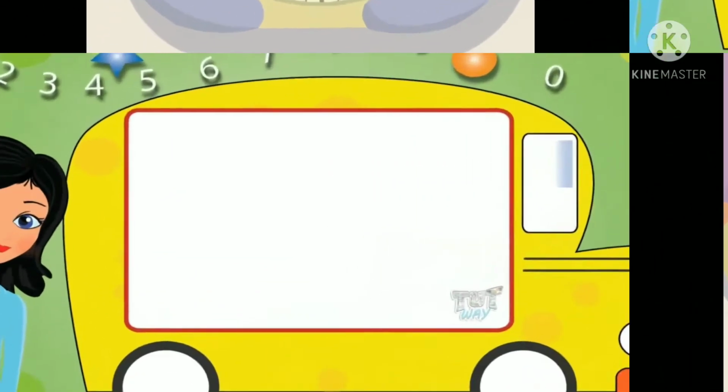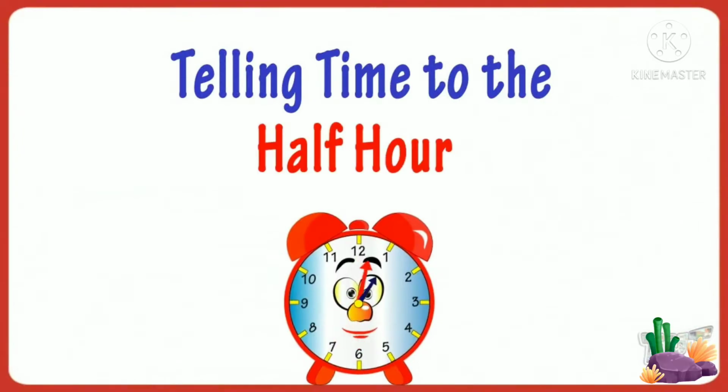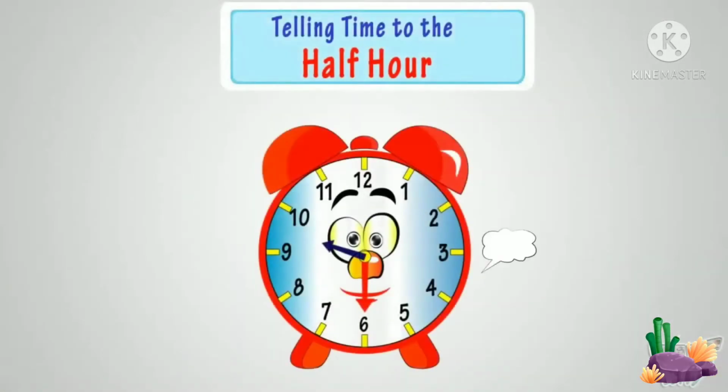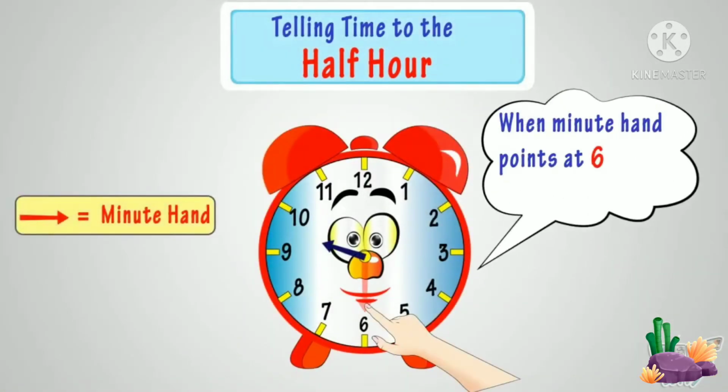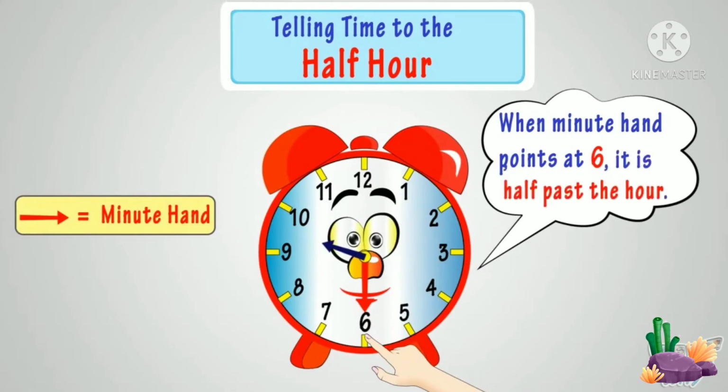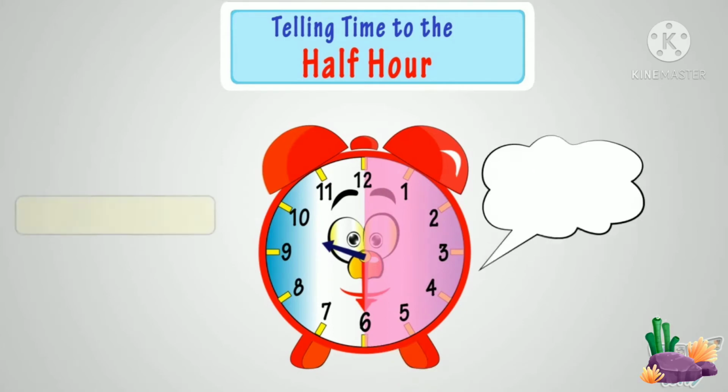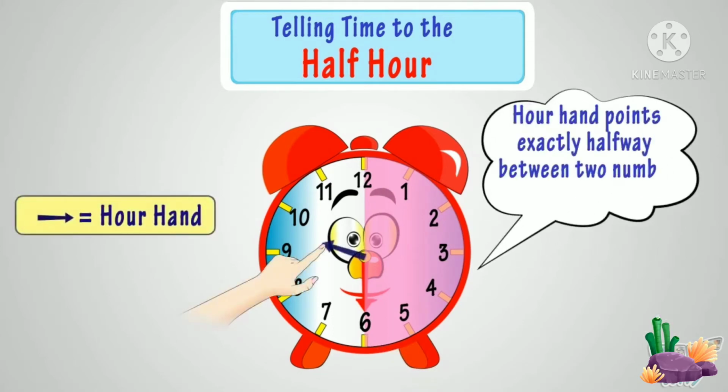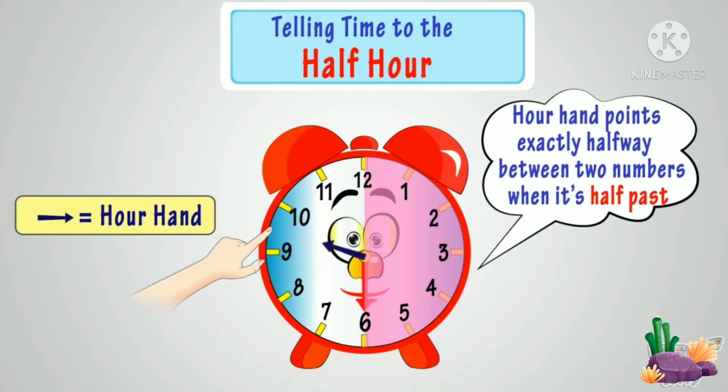We will learn telling time to the half hour. When the minute hand points at 6, it is half past the hour because the minute hand has moved halfway around the clock by then. Also, the hour hand points exactly halfway between two numbers when it's half past.